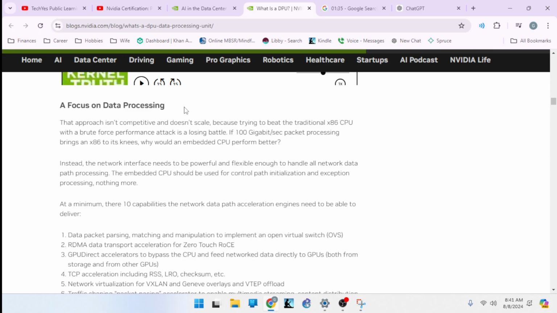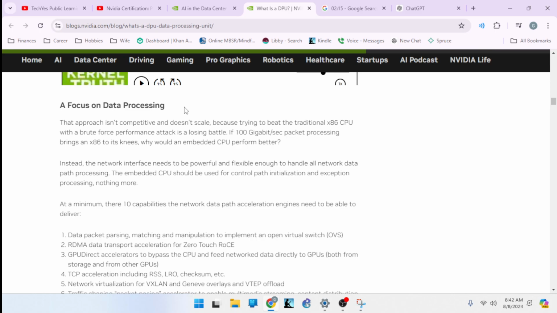A focus on data processing. That approach isn't competitive and doesn't scale, because trying to beat the traditional x86 CPU with a brute force performance attack is a losing battle. If 100 gigabit per second packet processing brings an x86 to its knees, why would an embedded CPU perform better? Instead, the network interface needs to be powerful and flexible enough to handle all network data path processing. The embedded CPU should be used for control path initialization and exception processing, nothing more.